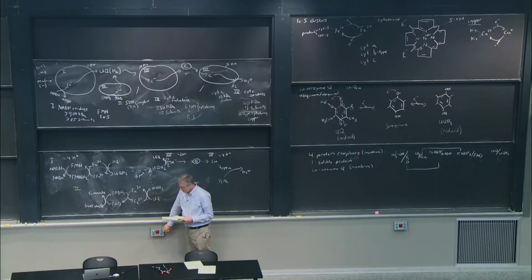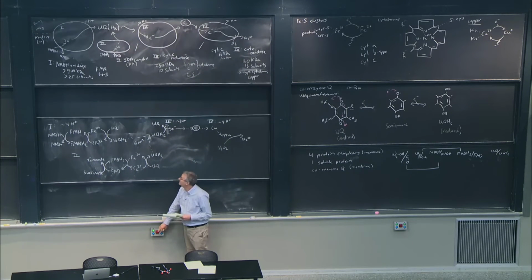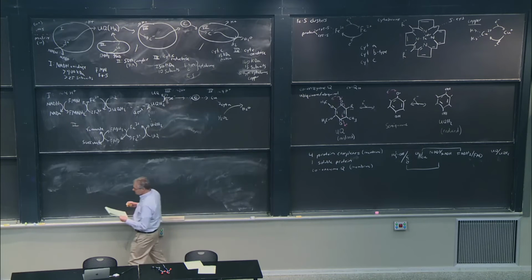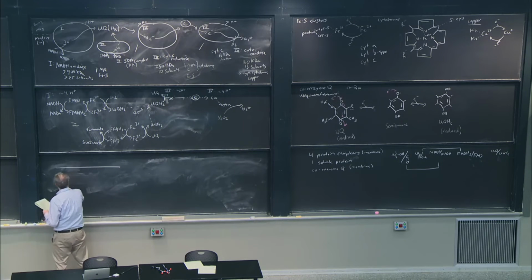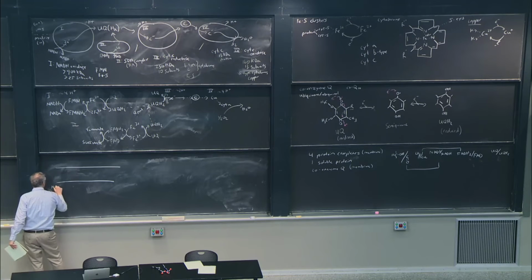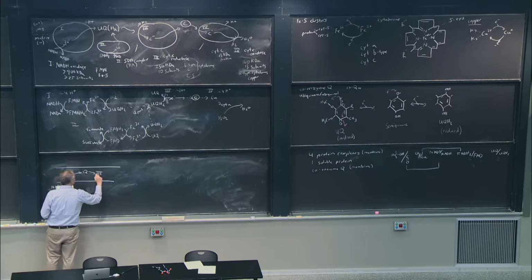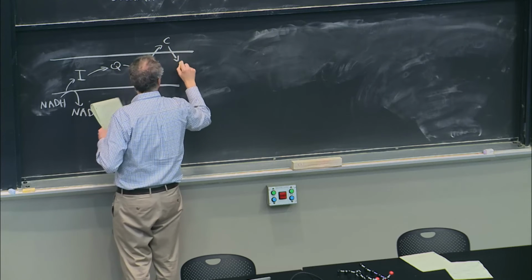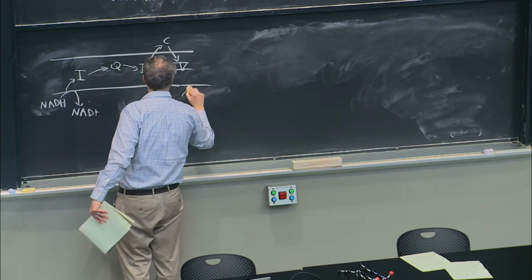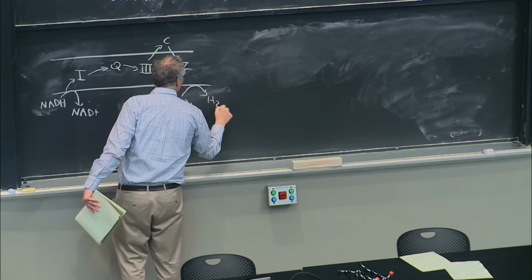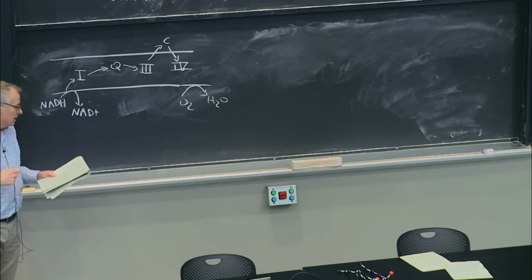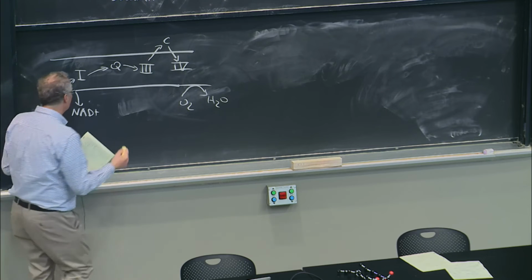And so really, just to schematize this in a way, if this is our membrane, NAD plus to NADH gives electrons to complex 1, which goes to coenzyme Q, which goes to complex 3, which goes to cytochrome C, which goes to complex 4, and reduces oxygen to water. That is one way to carry out this set of reactions.